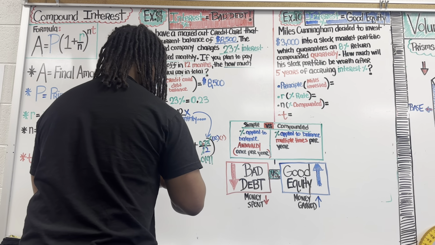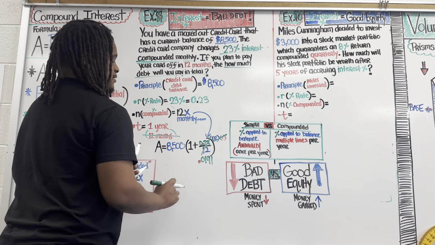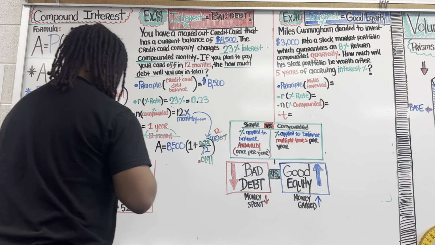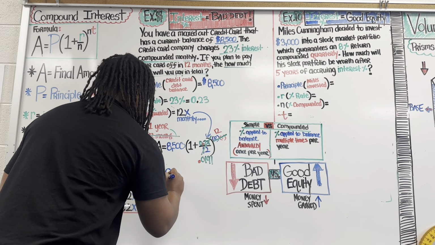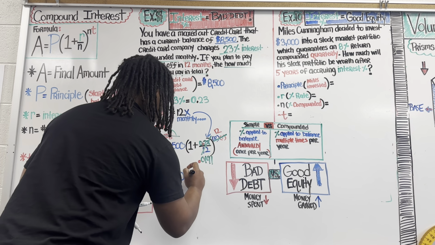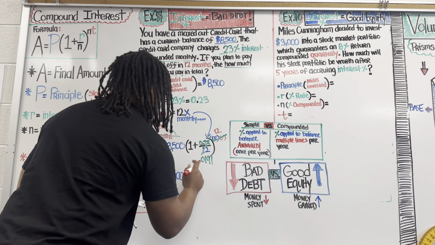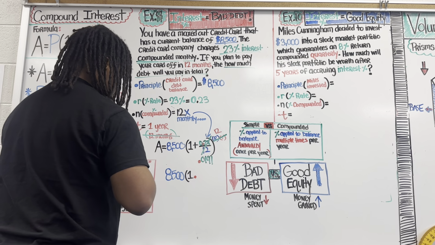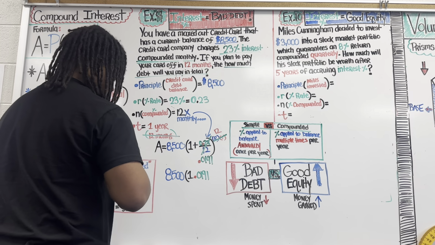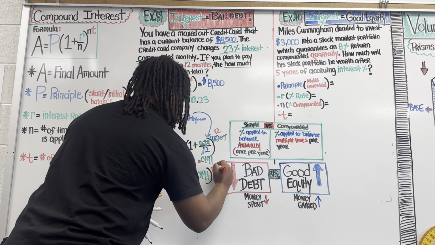So I'm gonna rewrite that inside. And then also, guys, I'm gonna simplify the exponent, which is 12 times 1, which is still 12. Okay, so I'm gonna rewrite everything. So now I have 8,500 times 1 point, remember 1 plus this equals 1.0191, okay? We can stop right there, to the power of 12, okay?